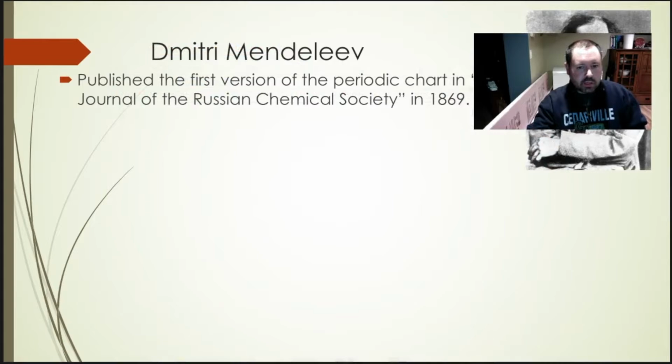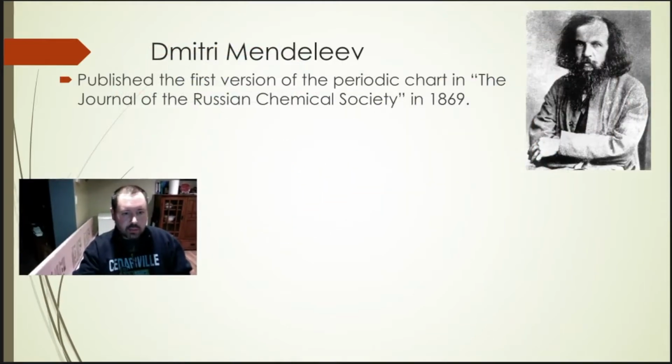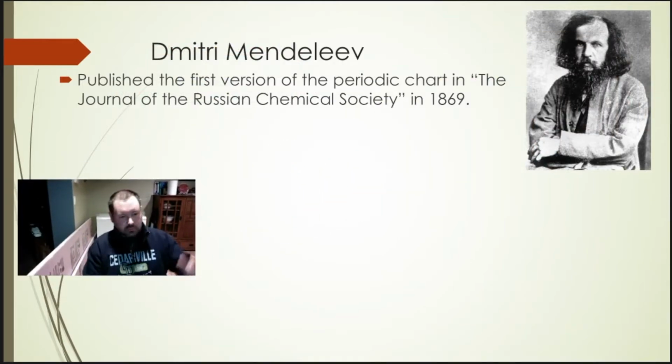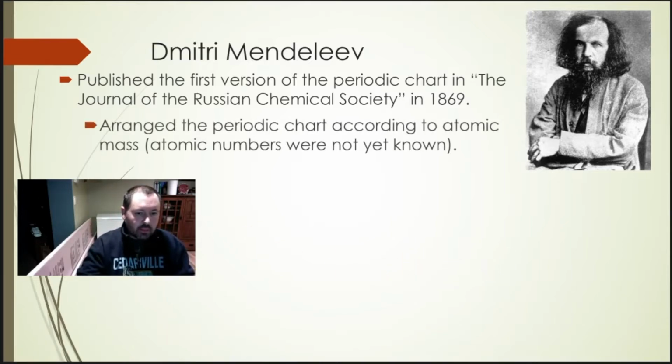The first person that we need to talk about is this handsome gentleman up here, Dmitri Mendeleev. Here's a little history lesson on the periodic chart. He published the first version of the periodic chart in the Journal of the Russian Chemical Society in 1869. Of course, you don't need to remember the journal and you don't need to remember the date. The person, however, yes, this is important. He arranged the periodic chart according to atomic mass.